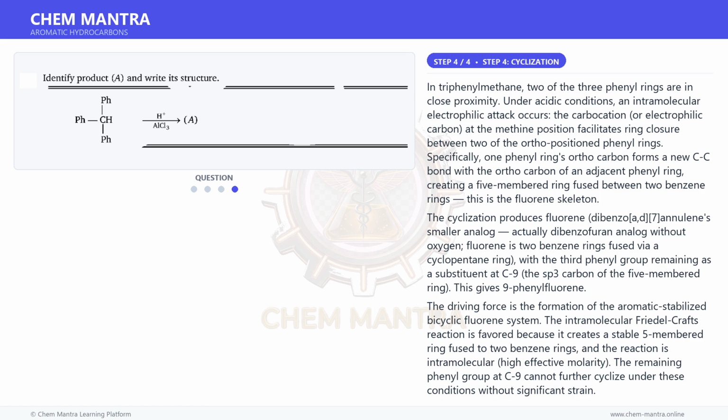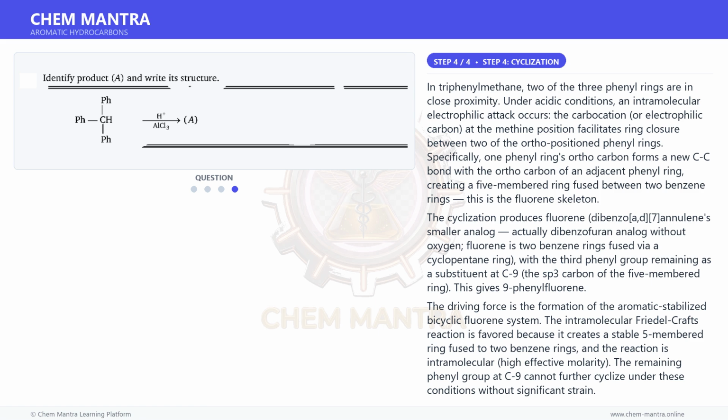Specifically, one phenyl ring's ortho carbon forms a new C-to-C bond with the ortho carbon of an adjacent phenyl ring, creating a 5-membered ring fused between 2 benzene rings. This is the fluorene skeleton. The cyclization produces fluorene, a dibenzo analog, actually a dibenzofuran analog without oxygen. Fluorene is 2 benzene rings fused via a cyclopentane ring, with the 3rd phenyl group remaining as a substituent at C9, the sp3 carbon of the 5-membered ring.